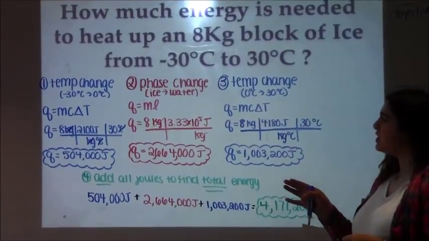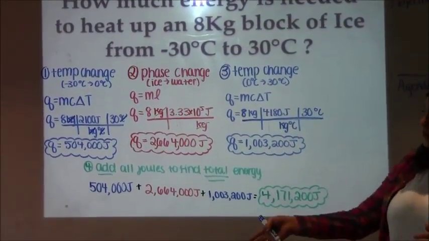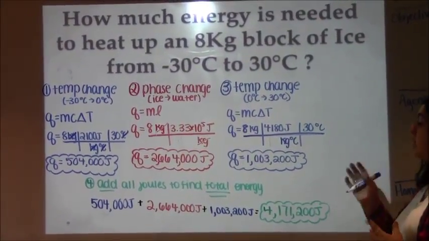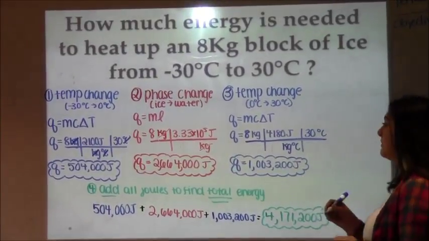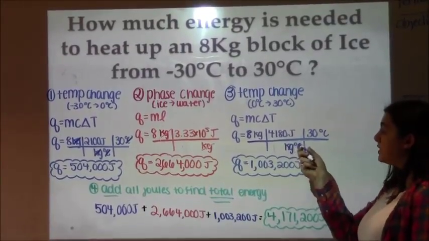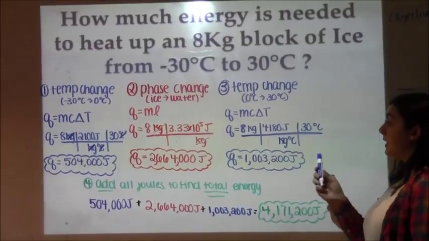So after our phase change, now we have to go through our last temperature change, which is from the 0 degrees to the 30 degrees Celsius, which is the end temperature that we want. So we're going to use the same equation, the Q equals mc delta T from our first temperature change, plug in the 8 kilograms again, except this time for the specific heat, we're looking for the specific heat of water, not ice.